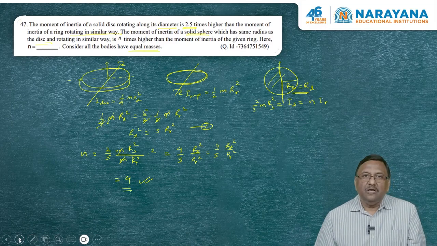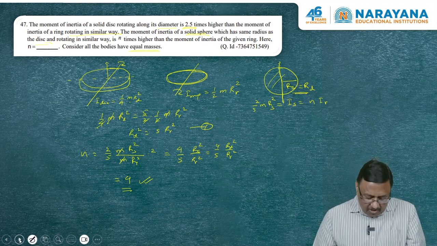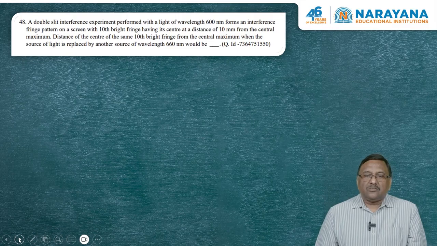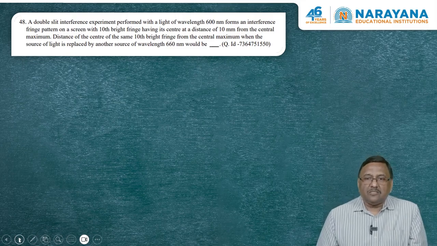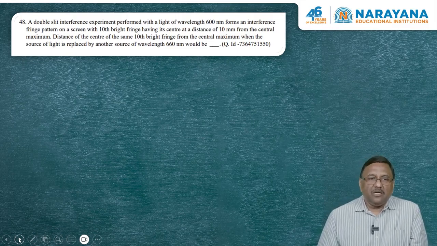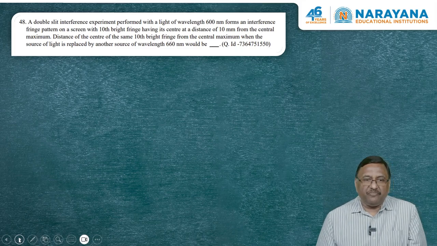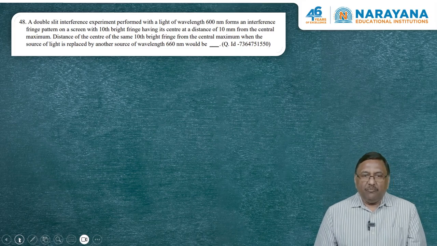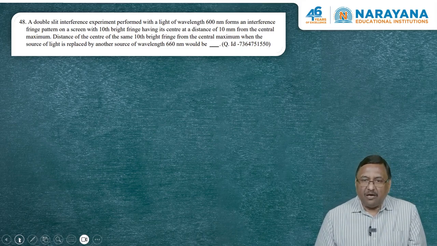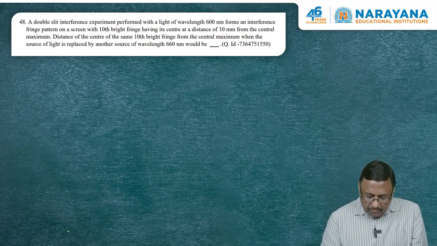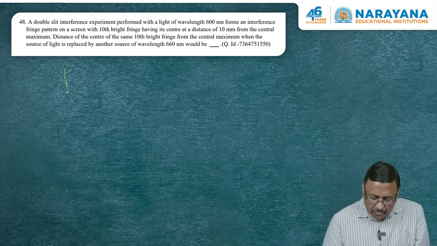Now let us go for the next question, that is question number 48. It is a question based on your wave optics, Young's double slit experiment. They are saying a double slit interference experiment performed with light of wavelength 600 nanometer forms an interference fringe pattern on a screen with the 10th bright fringe having its center at a distance of 10 millimeter from the central maximum. Okay, so as you all know, let us try to proceed.